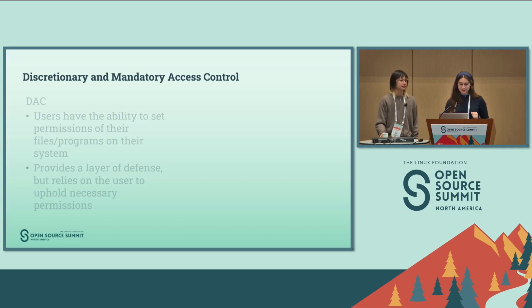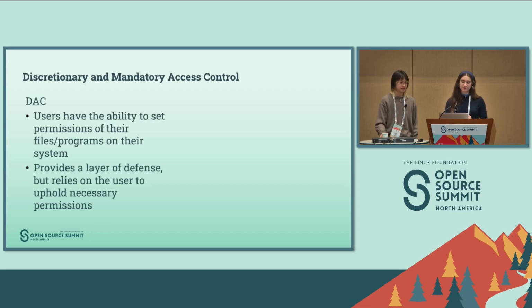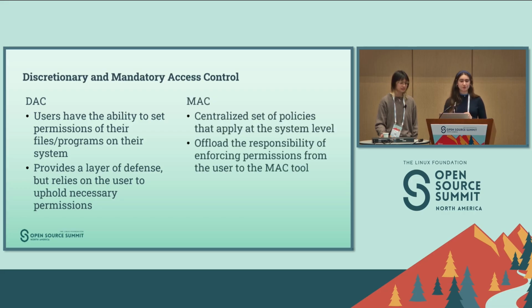We also want to go into 2 main types of access control: discretionary access control and mandatory access control. With discretionary access control, users have the ability to set permissions of their own files on their system. So this provides some layer of defense, but it does rely on the user to uphold necessary permissions. I'm sure you can imagine that as the system gets more and more files on it, as it gets more complex, it becomes more complicated for a user to uphold secure practices and keep track of what permissions they have set. And that's where something like mandatory access control comes into place.